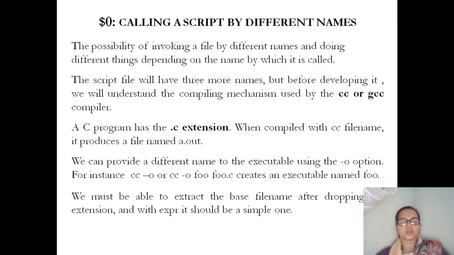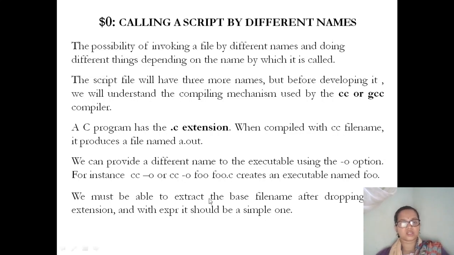But before developing it, we will understand the compiling mechanism used by our CC or GCC compiler. Just for instance, a C program has a .c extension, isn't it? When compiled with cc and the file name, it produces a file named a.out. You can provide a different name to the executable using the -o option.